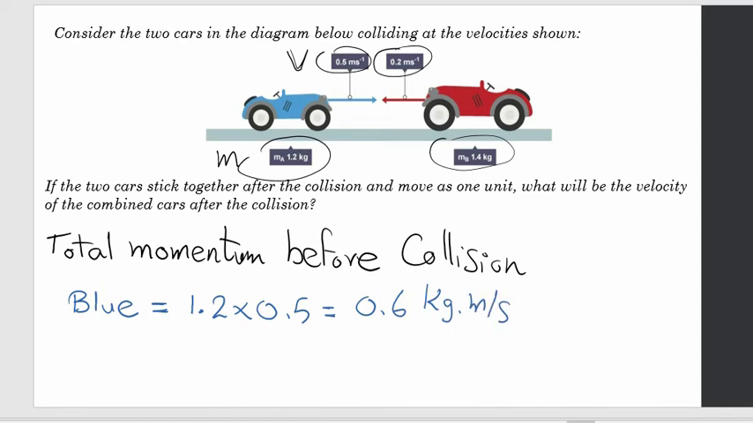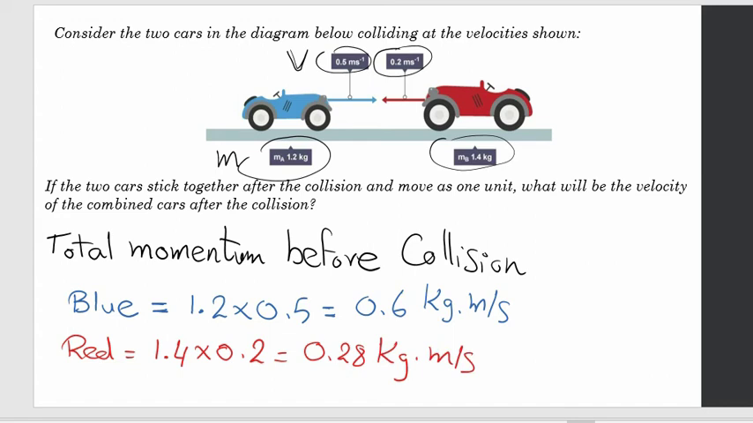And secondly, we need to calculate the momentum of the red car. So this is going to be 1.4, the mass of the red car, multiplied by its velocity, which is 0.2. And now this will be 0.28 kilogram times meter per second. Now to sum up, these two momenta are two vector quantities that have opposite directions. So you can't add them up, you need to subtract them. Why subtract them? Because they are in opposite directions.